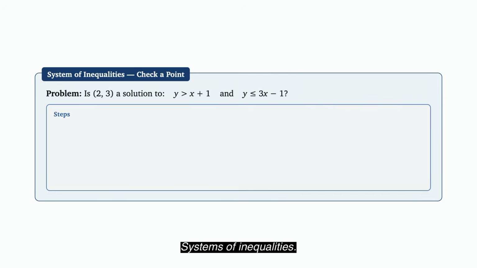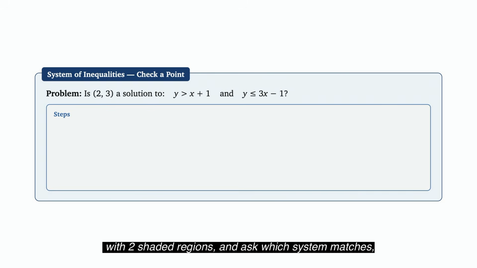Systems of inequalities. The SAT will show you a graph with two shaded regions and ask which system matches, or give you a system and ask which point is a solution. The solution region is where both shadings overlap. A point is a solution if it satisfies both inequalities when you plug it in.